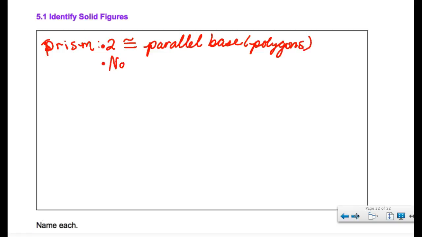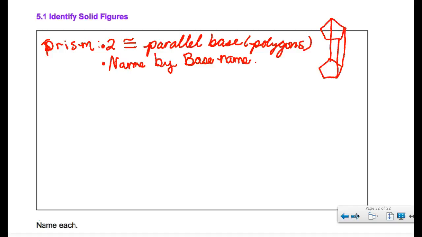You name a prism by using the base name. And you might say, what? Here, I'll show you. Let's go over here and draw a prism. So I'm going to make a polygon. I'm going to make a pentagon. Okay? And now I'm going to make another one. I'm going to loft it up above. I'm going to make it as best I can the same size and the same shape. I'm going to connect these. Normally I try to do that dotted, but that's kind of hard to do on my smart board.